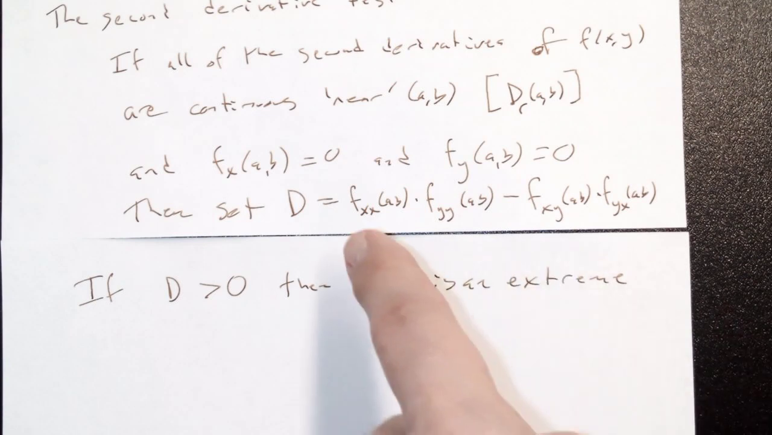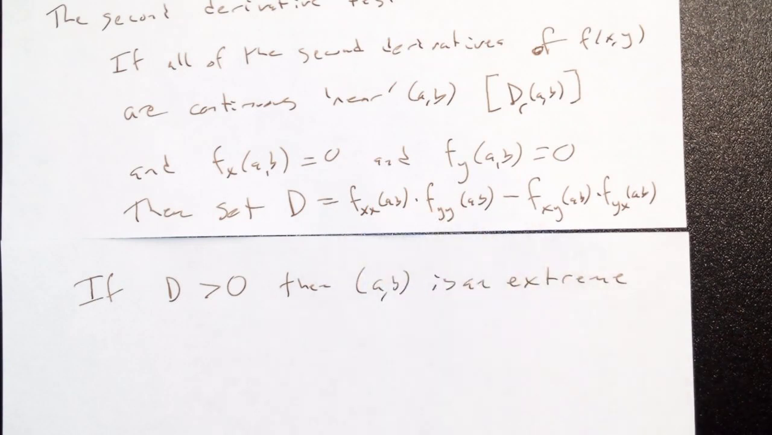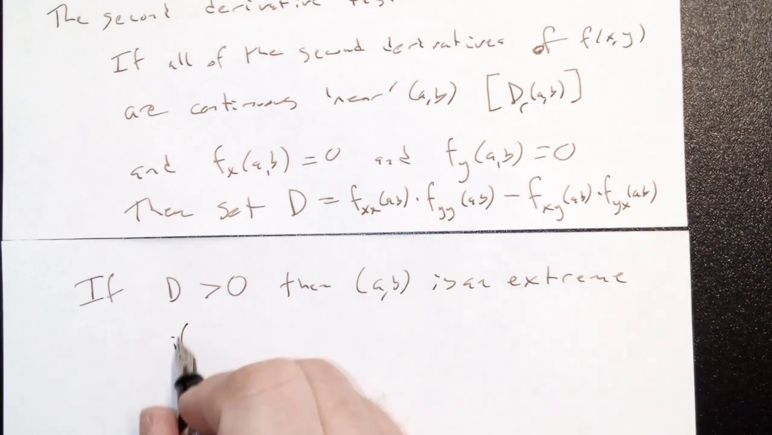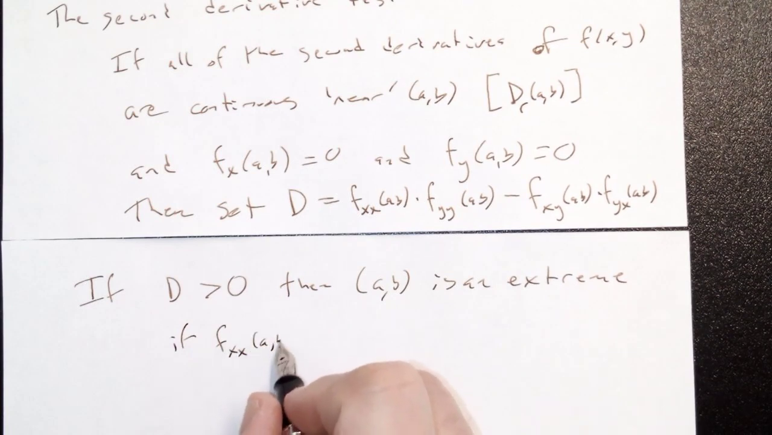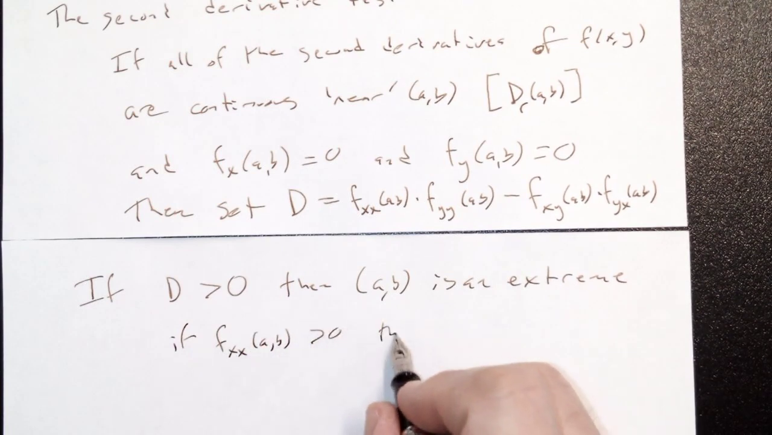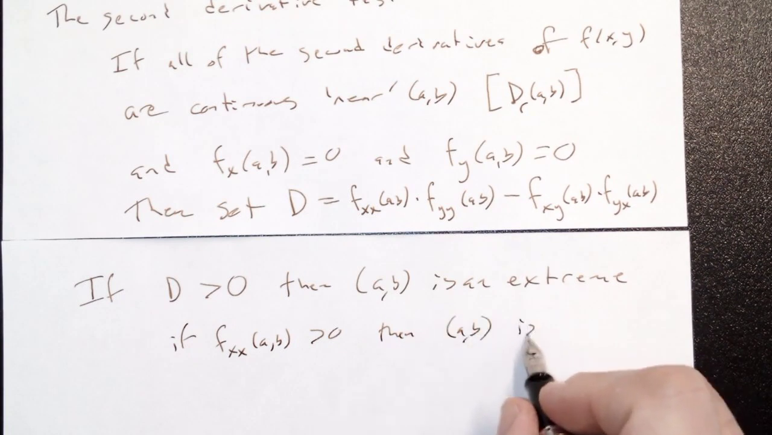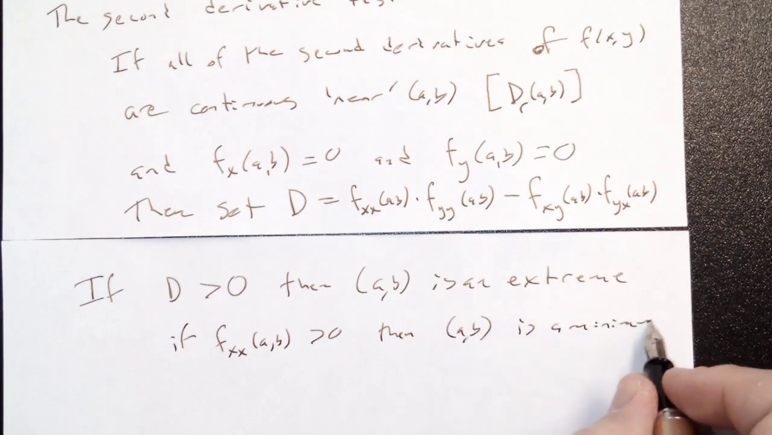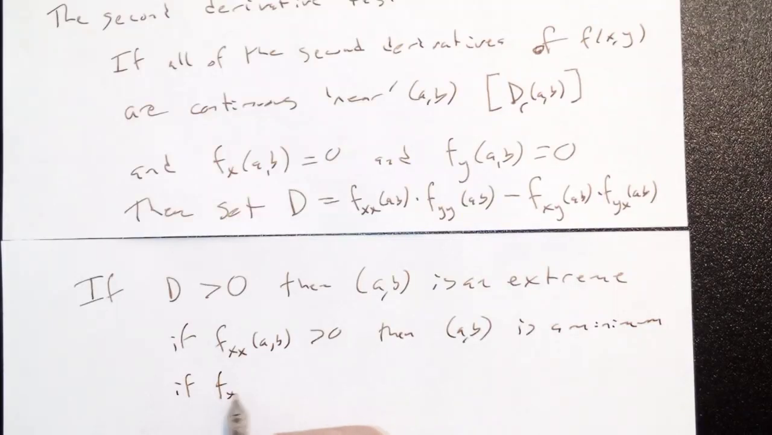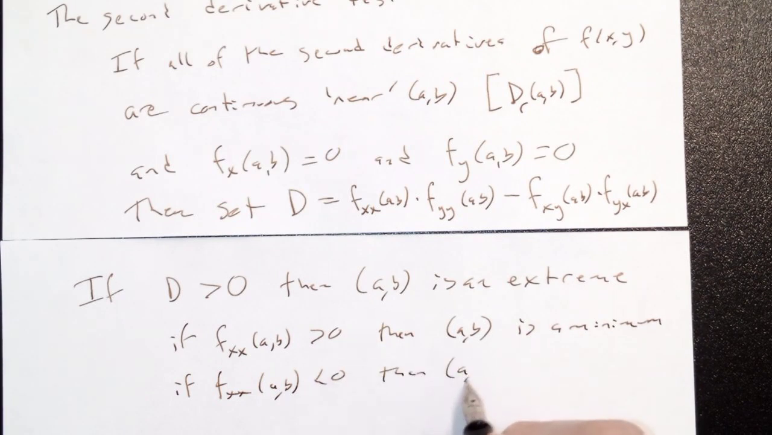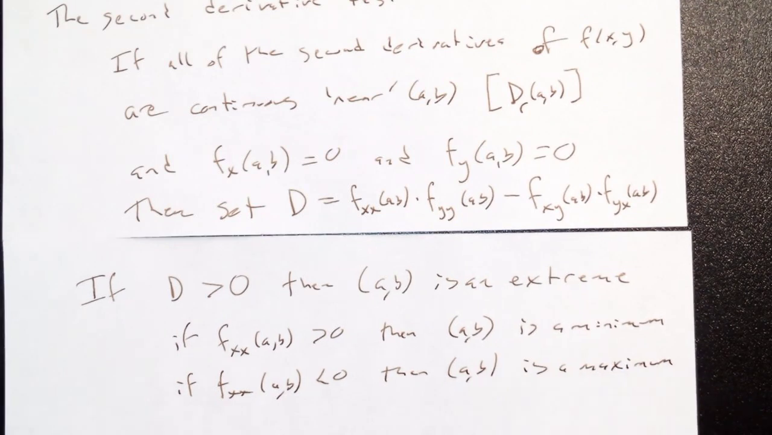So pick one of your non-mixed second derivatives. We almost always use fxx. If fxx of AB is positive, then AB is a minimum. If fxx of AB is less than 0, then AB is a maximum. Hey, wait a minute. Positive means minimum, negative means maximum. That's the same smiley face and frowny face.